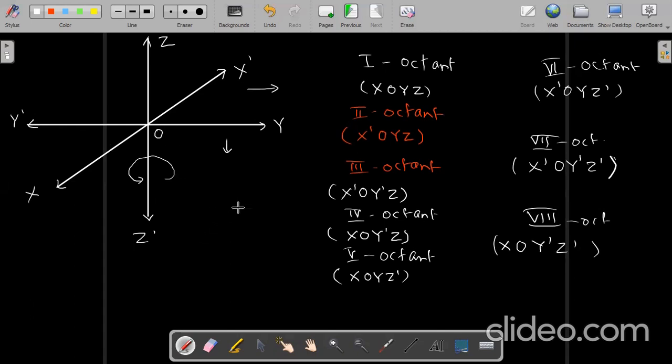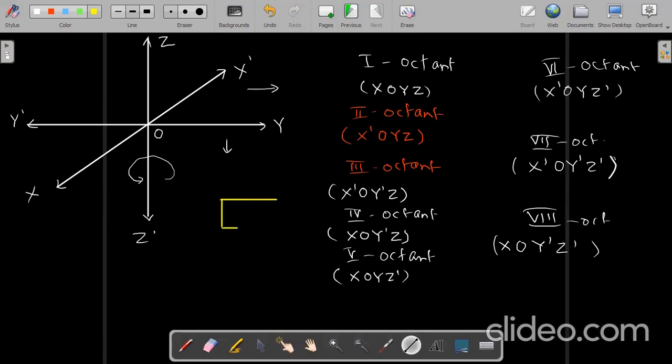Now we have to see that if there is a point here in the first quadrant, suppose I am taking another color. So this is a point in the first quadrant. How will you find the position of this point? You have to drop the perpendicular on all the axes, or if you draw a 3D diagram, that will be better to understand.